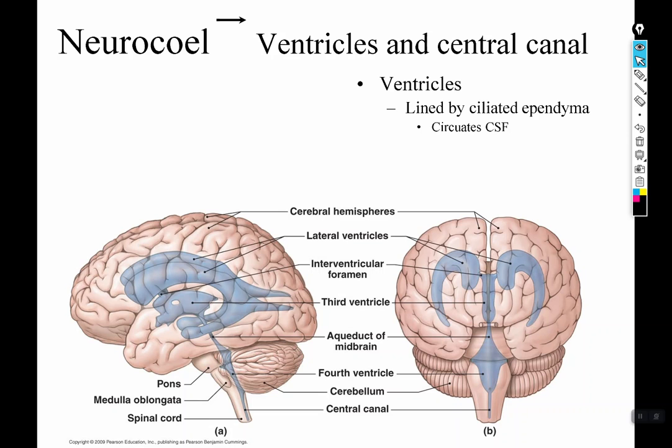Okay, so the neurocoel becomes the ventricles and the central canal. Remember from lab, the ventricles are spaces inside of the neural tissue that are filled with cerebrospinal fluid and lined with ciliated ependyma, which is the plural form of ependymal cells. We'll talk more about that in a moment, but the cilia of the ependymal cells function to wave back and forth and kind of push the fluid around.